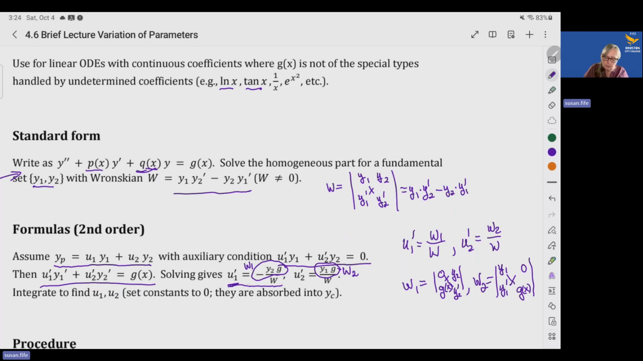Once we find u1 prime and u2 prime, we can integrate to solve for u1 and u2. And then once we know what u1 and u2 are, we just substitute them in to get our particular solution. Many times when you use variation of parameters, when you substitute in, you're going to have like terms that you'll be able to combine. You want to simplify that particular solution as much as you can.